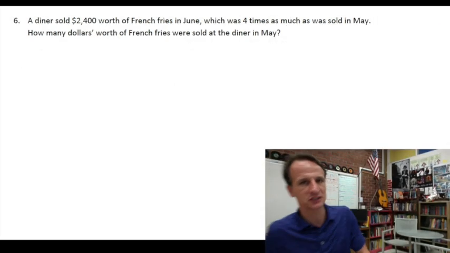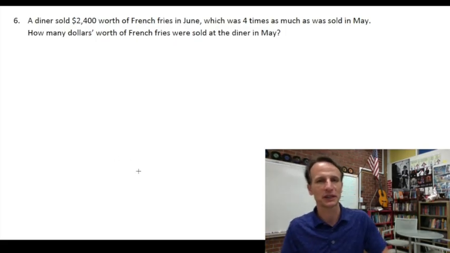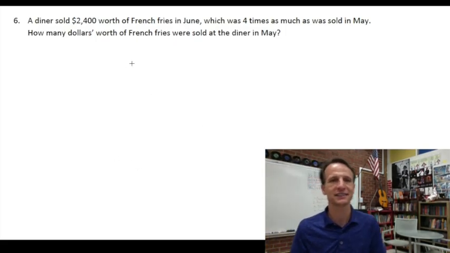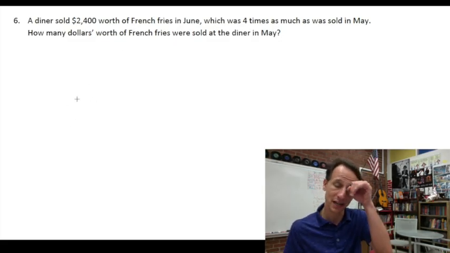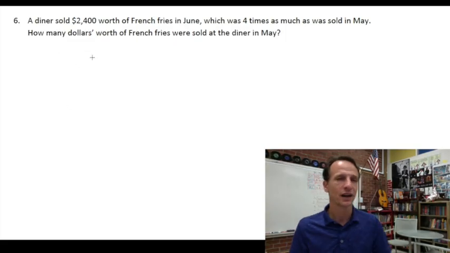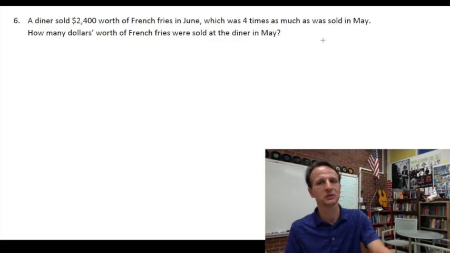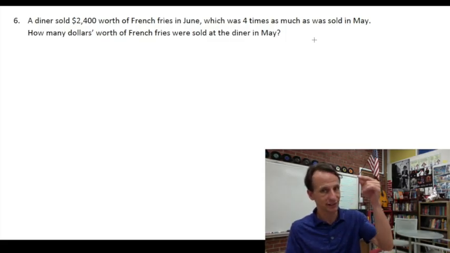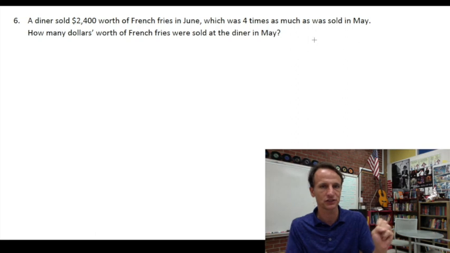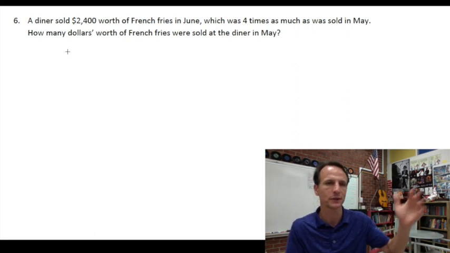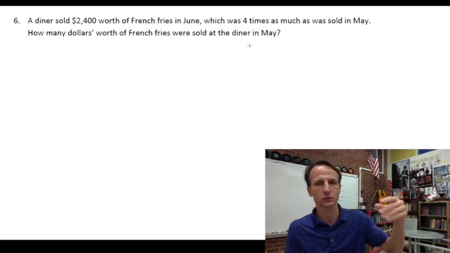And after donuts, we get on to the second best topic in the world, French fries. Do we capitalize the F in French fries, though? I don't think so. Normally you'd capitalize French anyway. A diner sold $2,400 worth of French fries in June. Nice job, diner. Which was 4 times as much as was sold in May. And this is another one like the last one where we need to think about the comparison, not just say there are two numbers, let's multiply them, divide them, add them, or subtract them, but really think about what we're doing. How many dollars worth of French fries were sold at the diner in May?